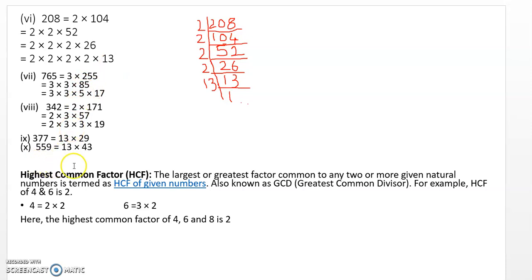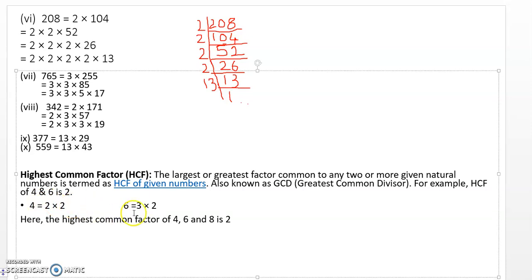Now next we come to the highest common factor. What is the meaning of highest common factor? The largest or the greatest factor common to any two or more given natural numbers is termed as HCF, or you can say as GCD. Example, it is given. Now what are the factors of 4? 2 multiplied by 2, prime factor. What are the factors of 6? So that is 3 multiplied by 2. In between these two, which is common? 2 is common. So highest common factor is 2.